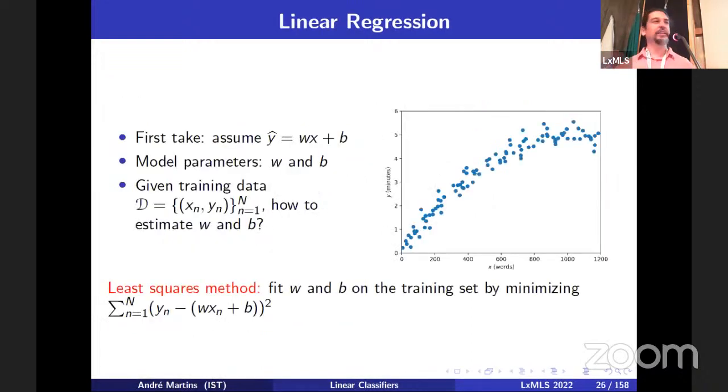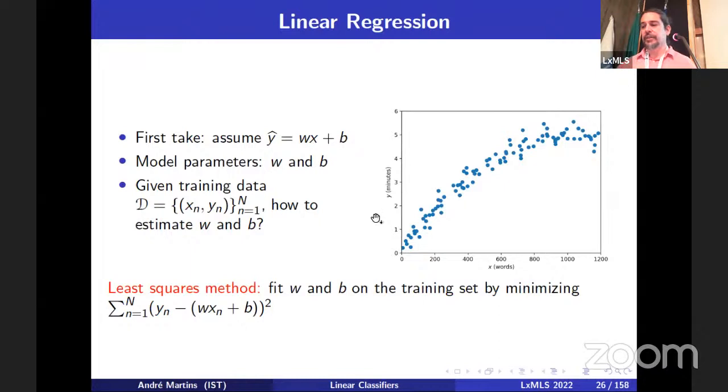So this is like a common first take. You assume that there is some dependency between X and Y, and we might assume that it's just linear to start with. We collected some data. The data is represented in these points. Okay, so the X-axis is the number of words. This is our inputs, and you want to predict the time in minutes. And it's naive, but you might assume that it's just a linear relation. So we assume that Y is of the form Wx plus B, where W and B are model parameters, and we want to estimate these parameters from the data.